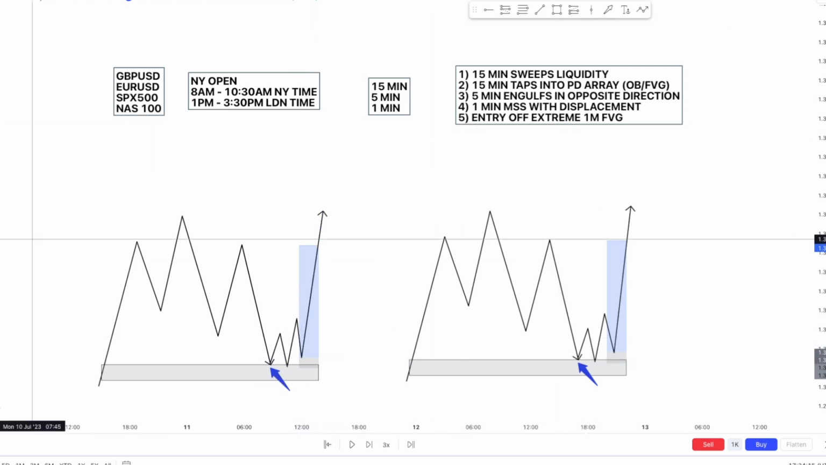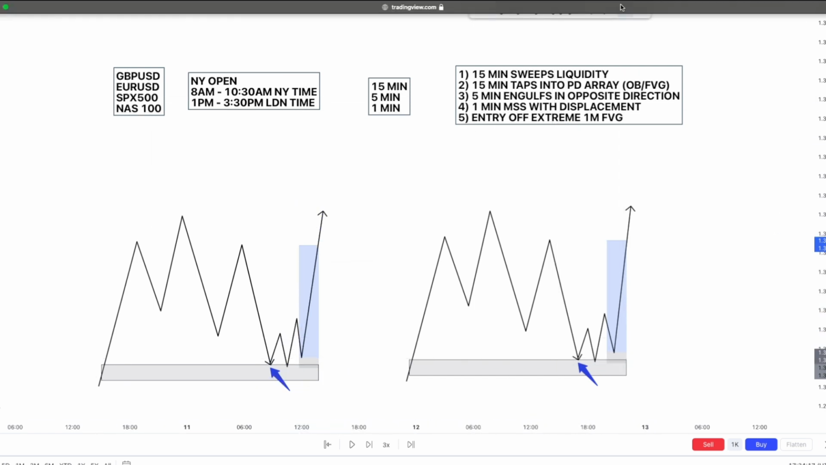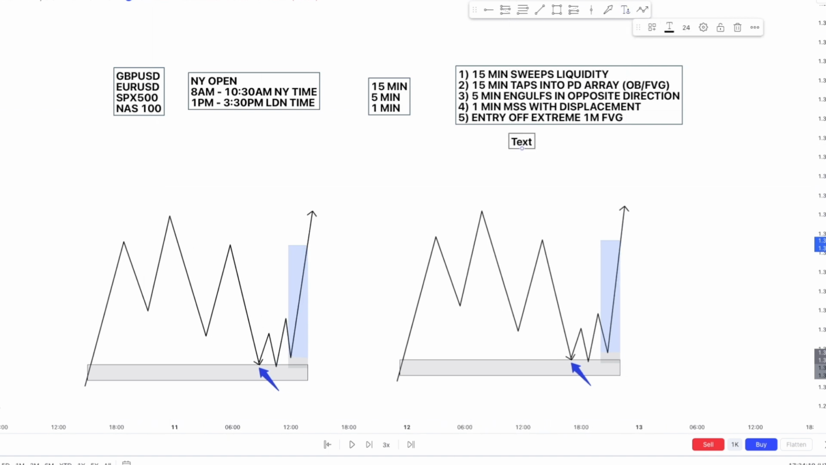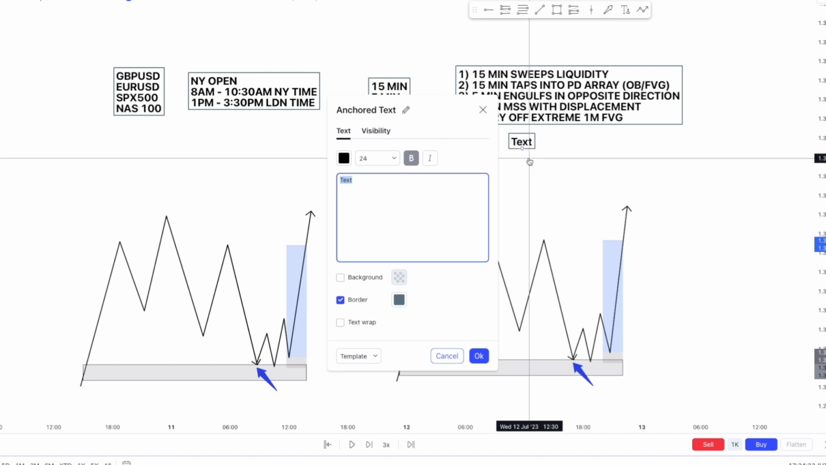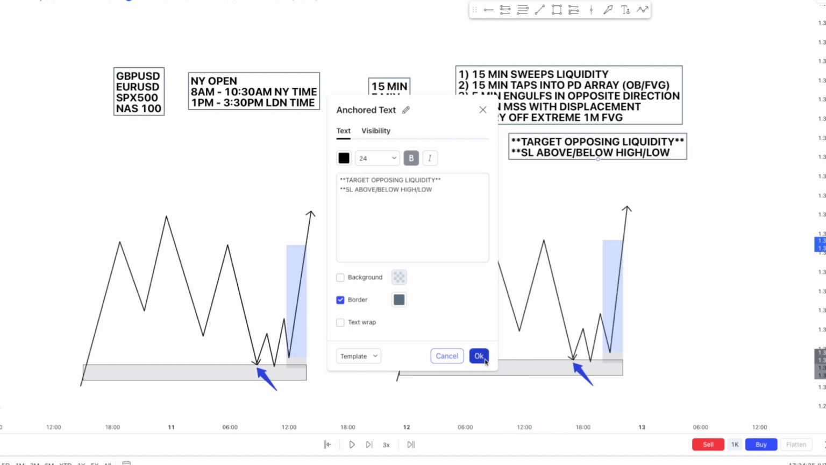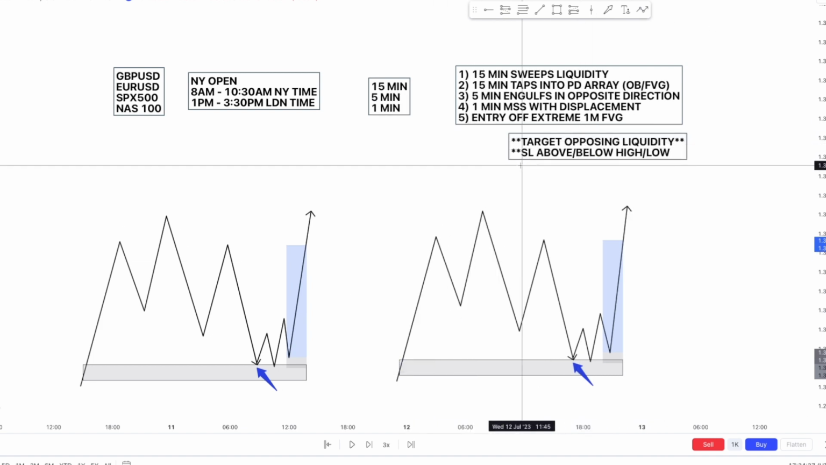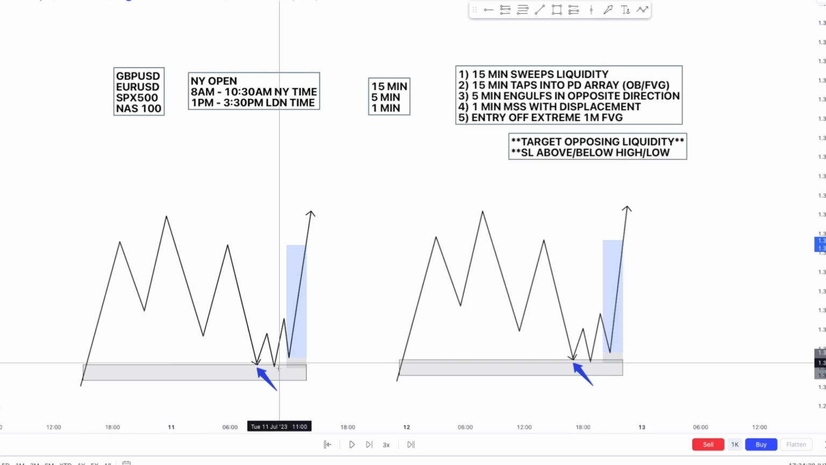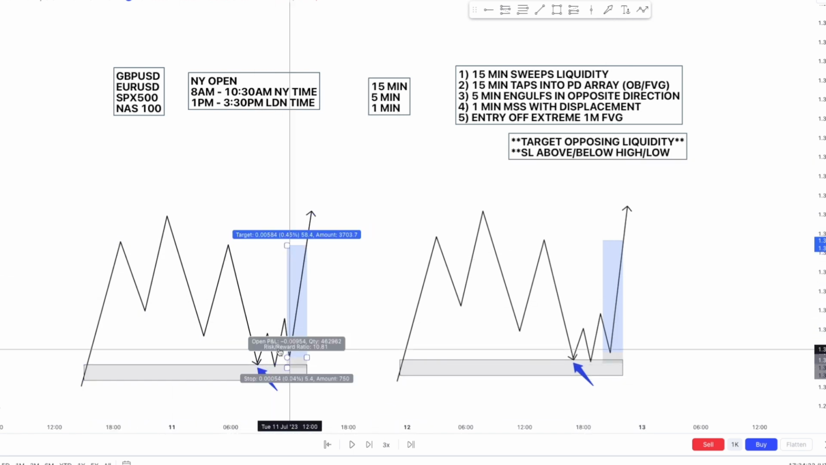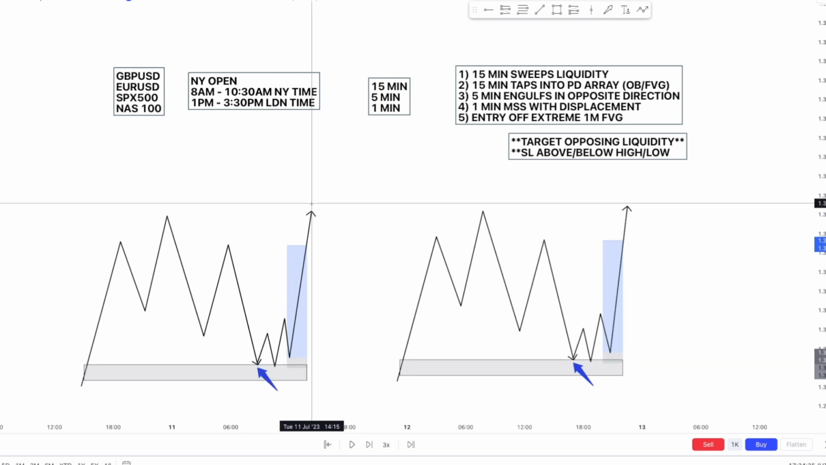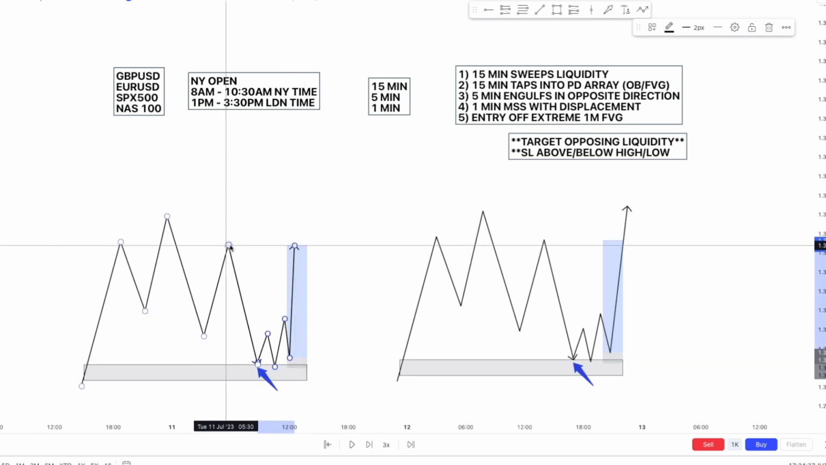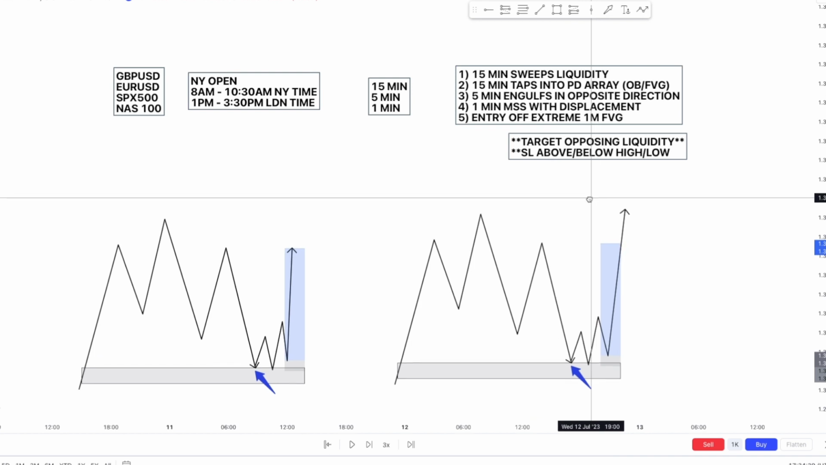And then where we're going to have our stop loss and take profit, let's just talk about that right over here. As you can see, we target opposing liquidity, and our stop loss is below the low. In this case, it's going to be above this low right over here. Then when you enter right over there, we target the opposing liquidity, which is resting right over here.